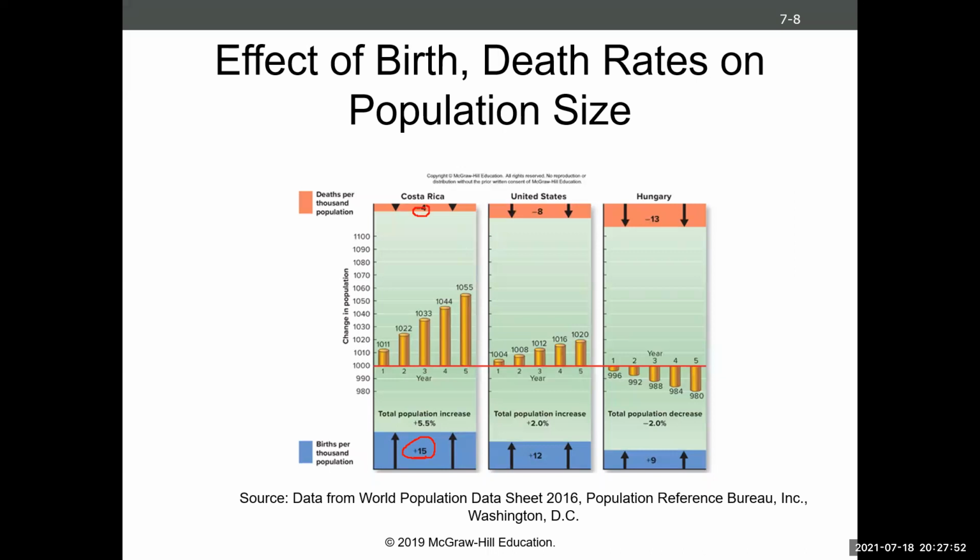So there's an 11 difference there. Here you have plus 12, minus 8, so it's a little smaller. And here you have minus 13, plus 9, so actually decreasing in population size. If you also combine this information with age class, it can tell you a little more about what that population is doing.